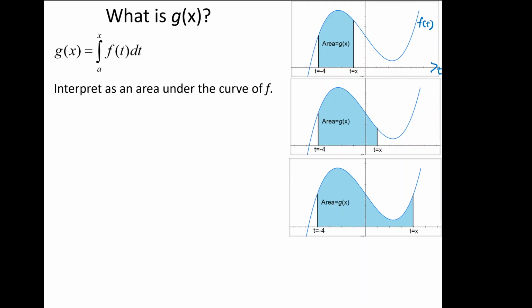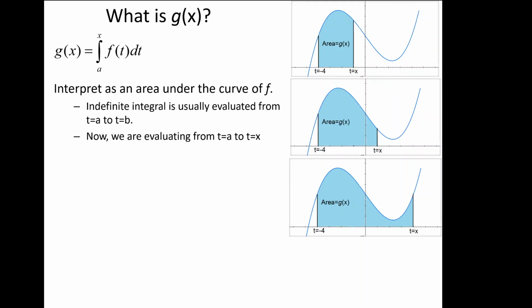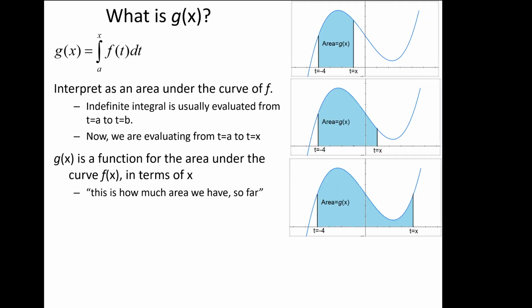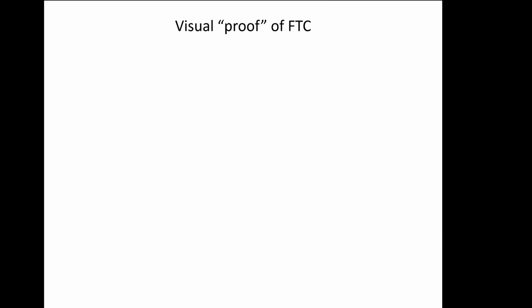An area function that's a function of the upper bound. So as we change the upper bound, the total area that's enclosed under the curve will also change. You could think of this as how much area do we have so far, up to a particular x value. So it has a physical interpretation. There's something we can get out of it.